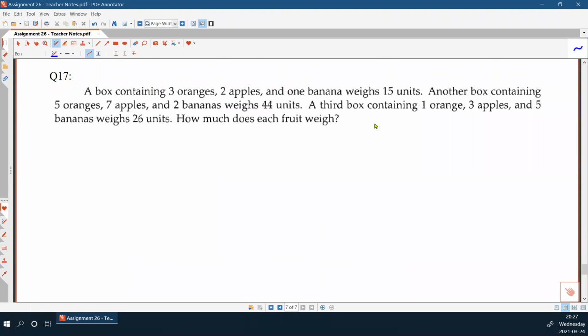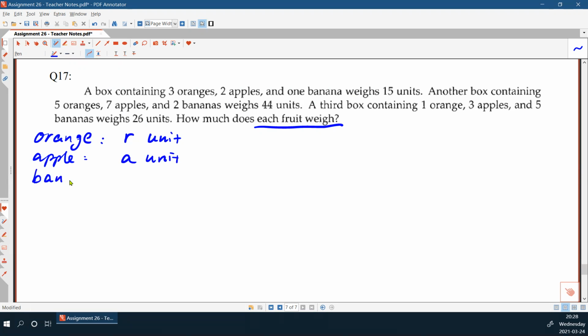Okay, this time we want to know the weight of each fruit, right? Suppose orange is R unit, and apple is A unit, and banana is B unit. And we want to know the value of R, A, and B, right?